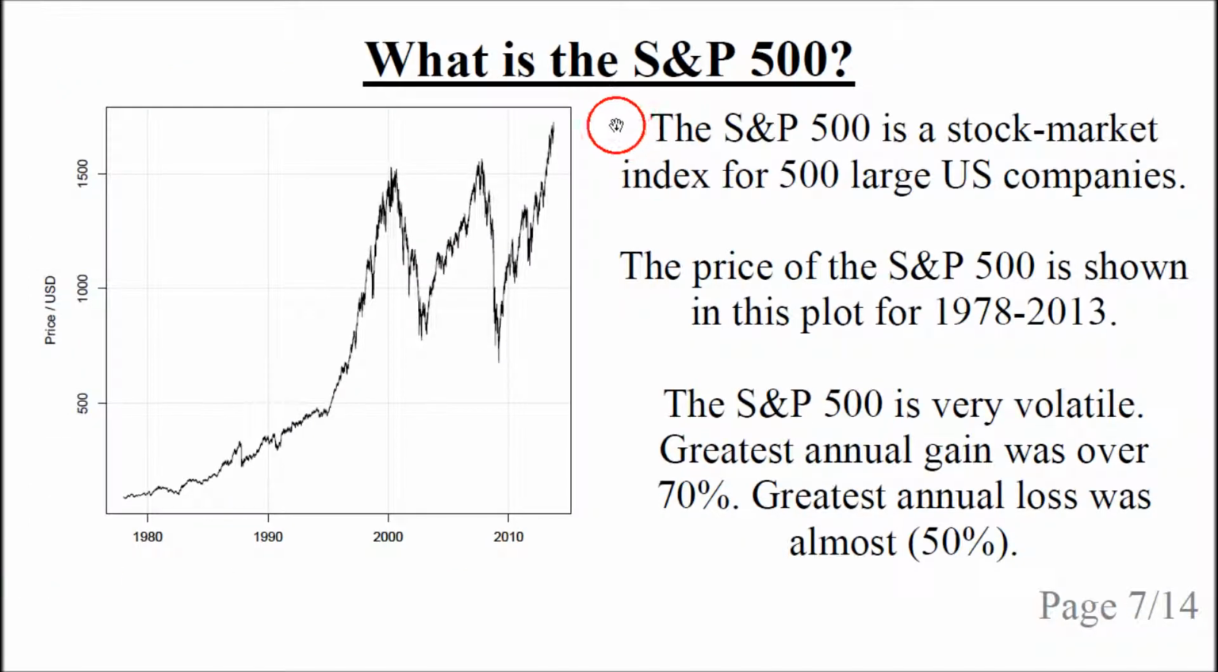The S&P 500 is a so-called stock market index which contains 500 large US companies, and at this point in time it consists of Apple and Microsoft and Walmart and other large companies. And the price of the S&P 500 is shown in this plot for the period between 1978 and 2013. As can be seen, it is quite volatile, and the greatest annual gain was over 70%, and the greatest annual loss was almost half, or almost 50%.